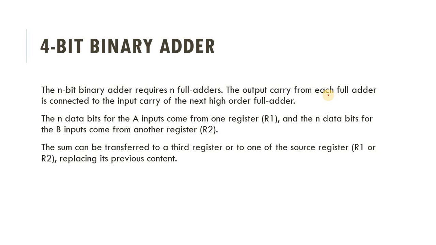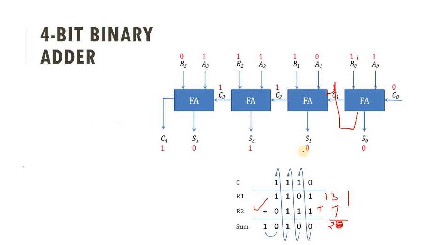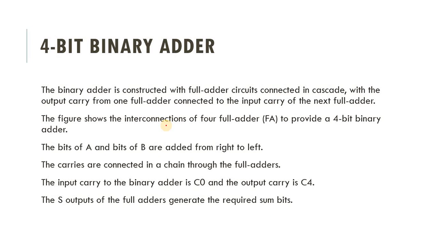The n data bits for the A inputs come from one register R1, and the n data bits for the B inputs come from another register R2, and the sum can be transferred to a third register or to one of the source registers R1 or R2, replacing its previous content. So this sum is stored in another register. The binary adder is constructed with full adder circuits connected in cascade, meaning in sequence, with the output carry from one full adder connected to the input carry of the next full adder. The figure shows the interconnection of 4 full adders to provide a 4-bit binary adder.